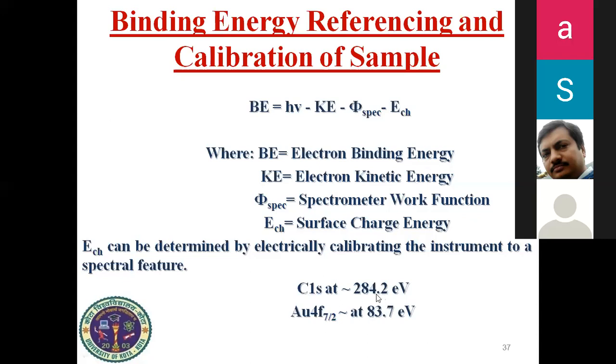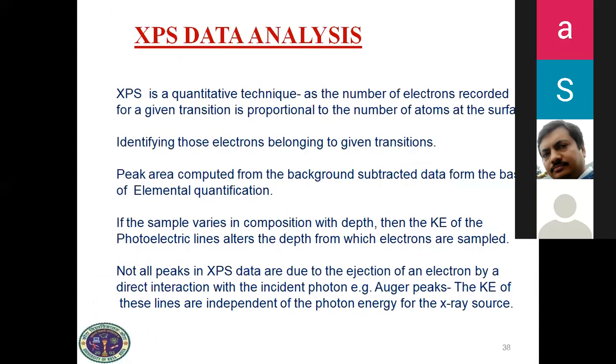We can shift the XPS spectrum for the change in the fixed binding energy value of carbon 1s. It is always at 284.2 electron volt. It is not influenced by any chemical reaction. And for gold, that's why it is a very precious metal, 4f7/2 always appears at 83.7 electron volt. So we have to put these samples inside the experimental chamber so that the peaks from the XPS spectrum for carbon and gold can be recorded to correct the binding energy position of the XPS spectrum.